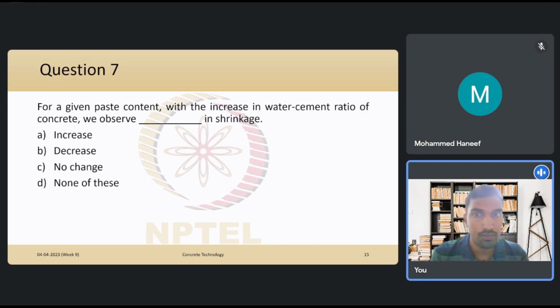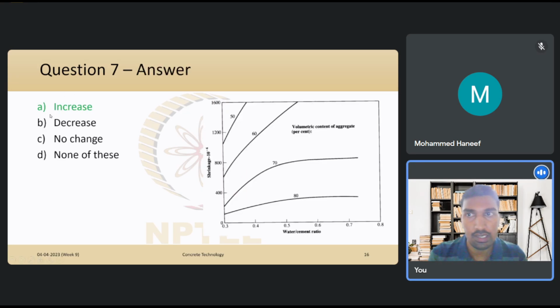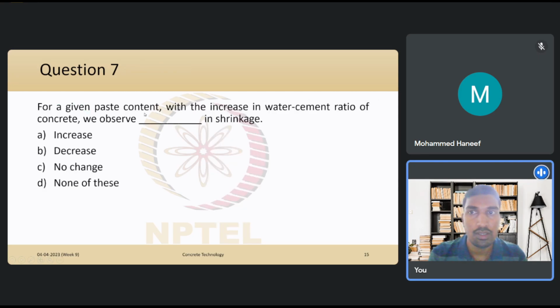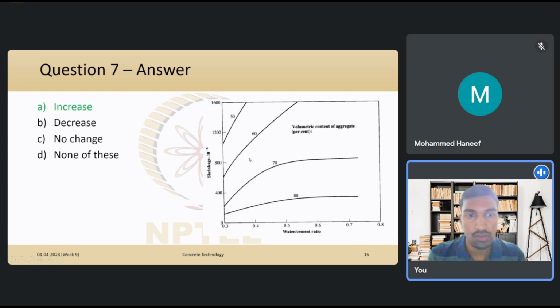Okay, one vote for option A, increase. So the right option is option A, increase. When the paste content is fixed, but the water to cement ratio goes up, then shrinkage will be more. That's what we are seeing here in this graph. We have different water to cement ratios on the x-axis and shrinkage on the y-axis, and different curves are given for different volumetric content of aggregate. We can pick any one. The trend is the same.